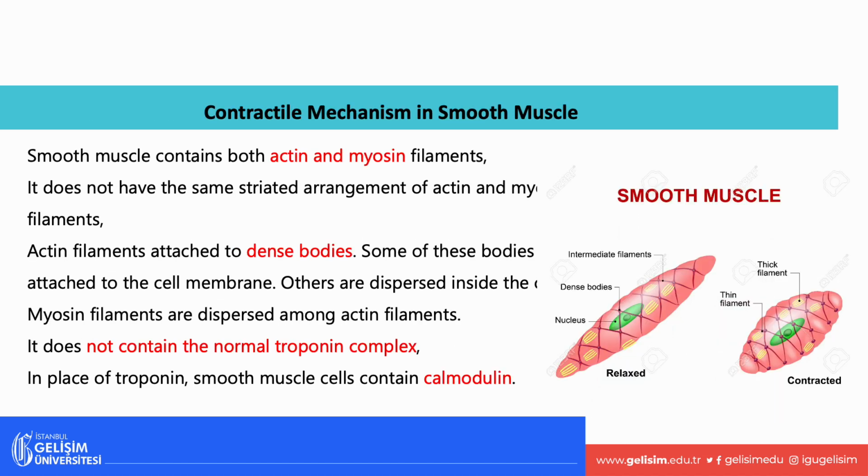In smooth muscles, actin filaments are attached to dense bodies that are dispersed throughout the cell, and myosin filaments are scattered among the actin filaments. The dense bodies serve as attachment points for the actin filaments, which are not arranged in a striated manner like we see in skeletal muscle. On top of that, smooth muscles lack the troponin complex. Right? Remember what I said. We don't have troponin complex. Instead, there's calmodulin. Okay? Calmodulin.